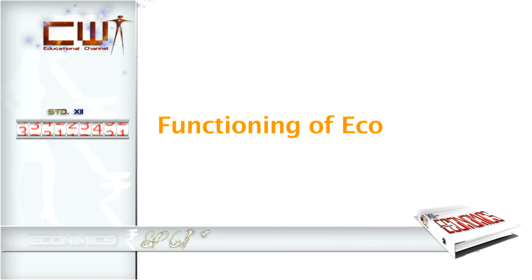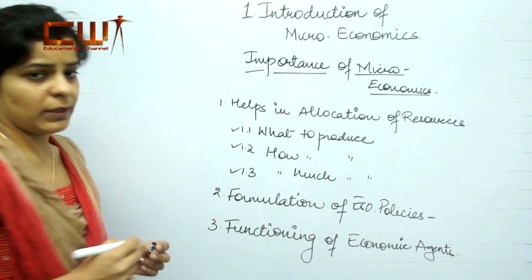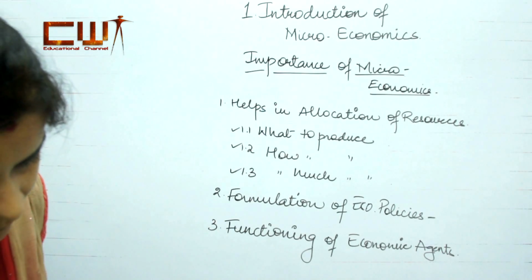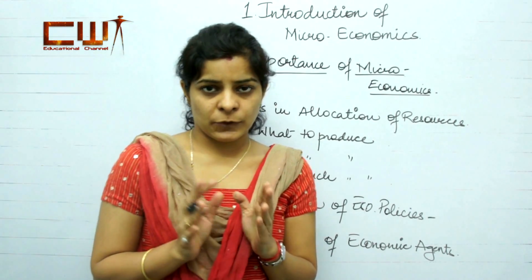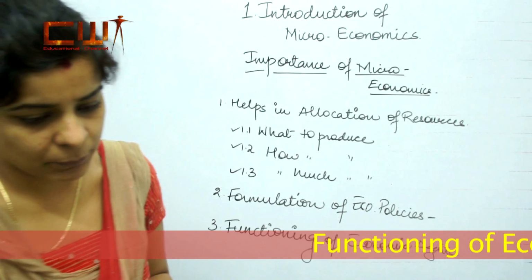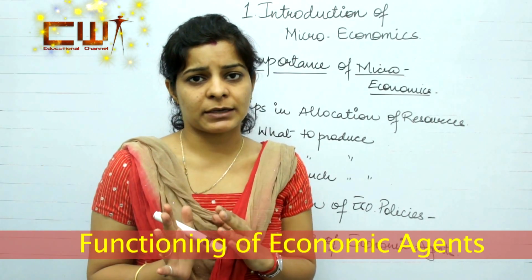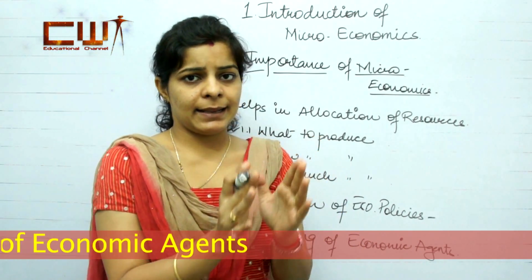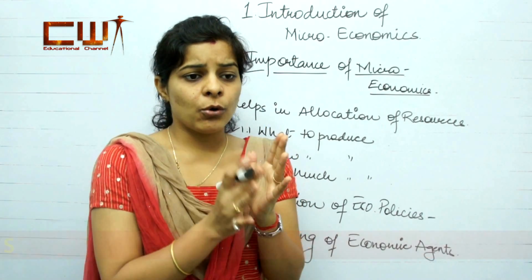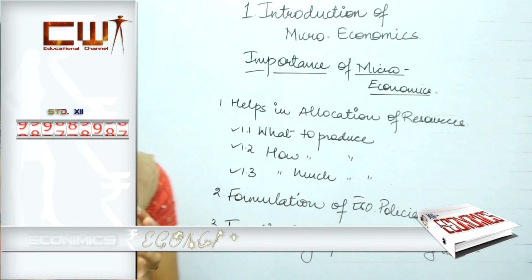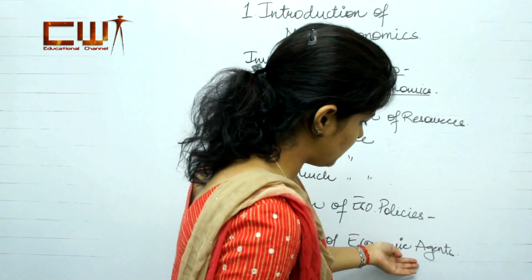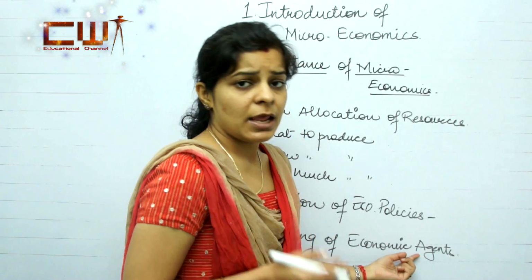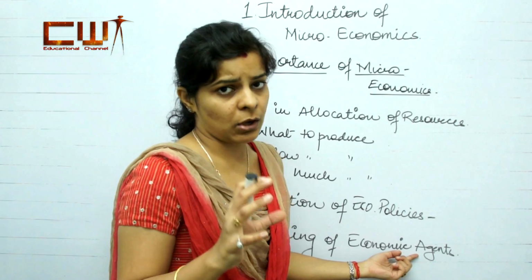Next is functioning of economic agents. What do you mean by the term economic agents? Who are the economic agents? Economic agents means you have laborers, you have capital, then you have the entrepreneur, like different factors: land, labor, capital and organization. You have different people who are managing the behavior and the decision influences. Functioning of economic agents means these agents' behavior is affecting the working of the economy.